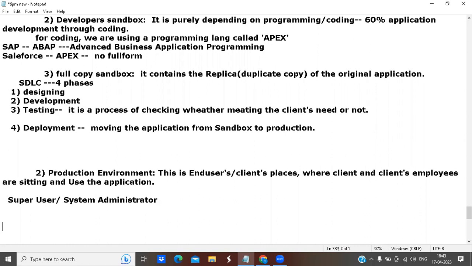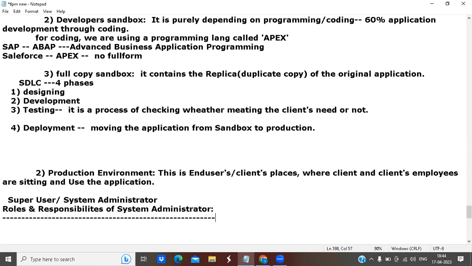Right. So coming to the next important point, what are the roles? Suppose you got a job as administrator. If you got a job as administrator, what is your role? What are the roles and responsibilities of a system administrator?